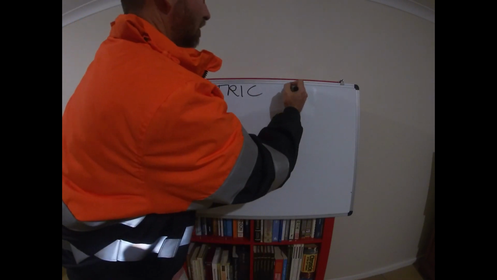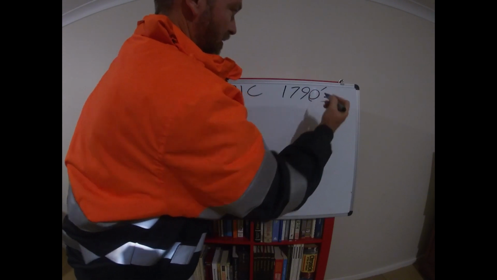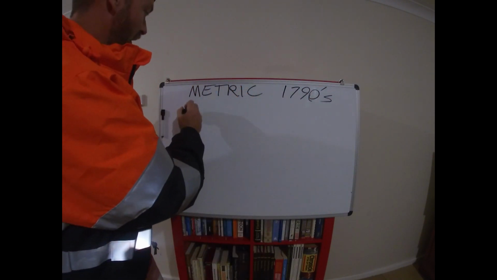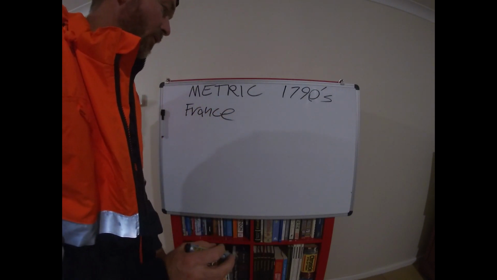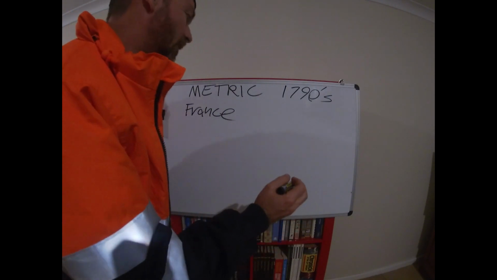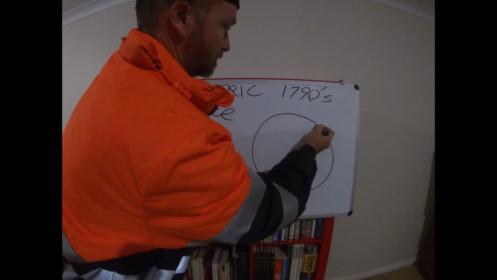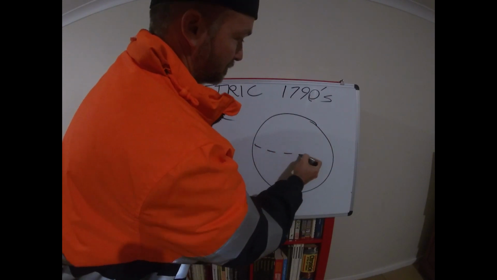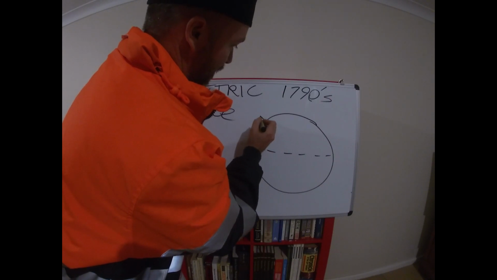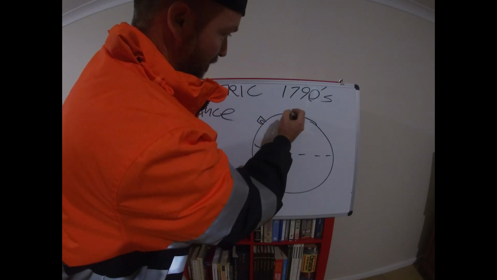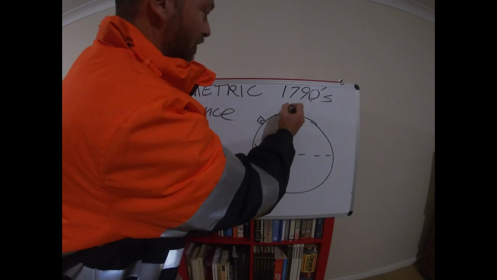Okay, so we've got a little year back in the day, 1890s, in a little country called France. Beautiful people, the French. I'm slightly French myself. So, we've got the Earth, we've got the equator, we've got Paris. Not sure if they had the Arc de Triomphe back then, but they certainly didn't have the Eiffel Tower. So we've got the North Pole.